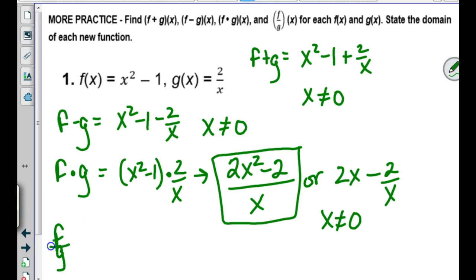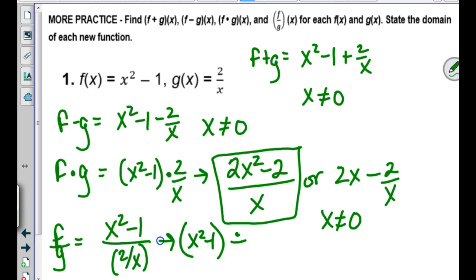Okay, f over g, we just write this f over, yikes, 2 over x. Not sure we want to write it like that. What if we wrote x squared minus 1 being divided by 2 over x? What do you do when you divide fractions? Yay, multiply by the reciprocal. So we leave this one, x squared minus 1 over 1, and then we flip this one, becomes x over 2.